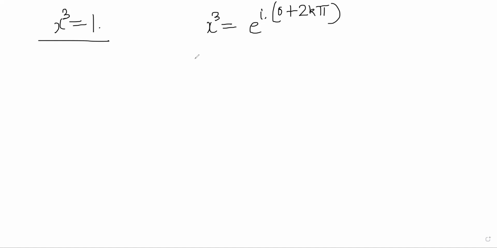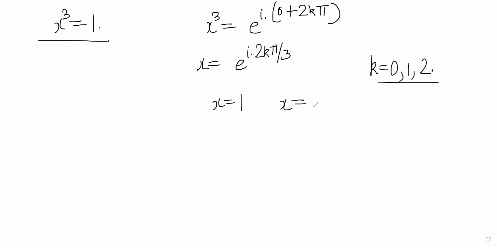Similarly, if someone asks you to find all the 3 cube roots of 1, what will I do? I will say x cube is equal to e power i times 1, which I will write as 0 plus 2k pi. Then I will say x is equal to e power i 2k pi by 3. Now you can put k equal to 0, 1 and 2. If k is equal to 0, x is equal to 1. If k is equal to 1, then x is equal to e power i 2 pi by 3, which is equal to minus half plus i root 3 by 2.